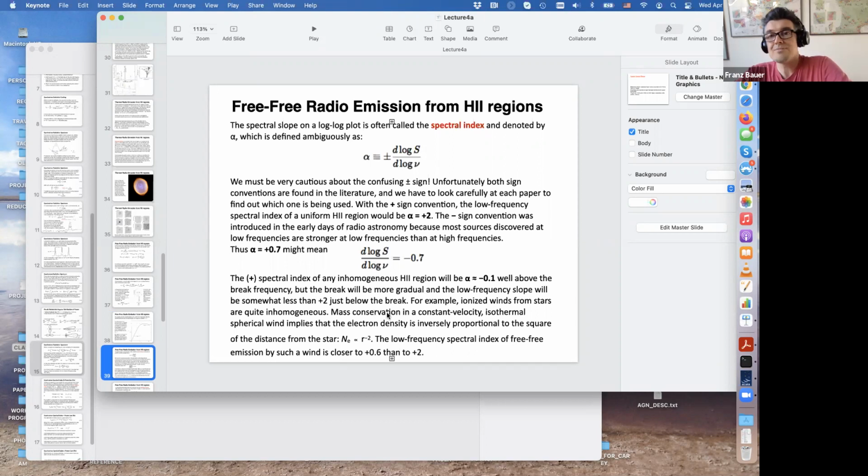But if you have a different distribution contributing to the density, for instance a stellar wind, you might have a density which goes as r to the minus 2. And so then you would see a variation as a function of radius away from the star. So the spectral index would change close to the star versus away from it.